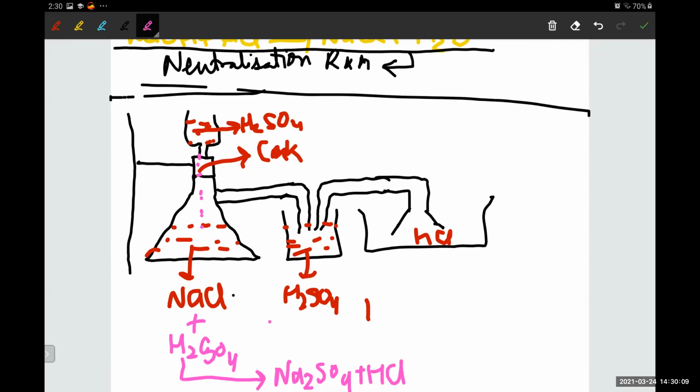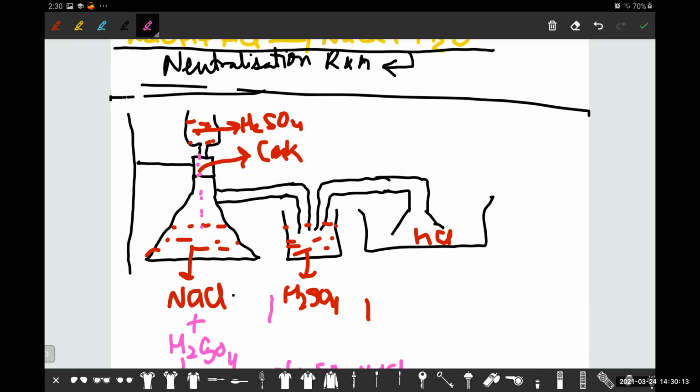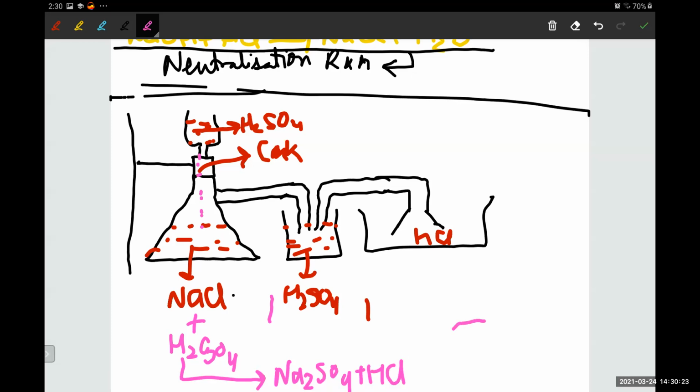Here the temperature is above 200 degrees Celsius. If the temperature is below 200 degrees Celsius, then we'll get sodium hydrogen sulfate, that is NaHSO4. There will be an addition of H there. Now see, here we have got this HCl, as everybody can see, right?